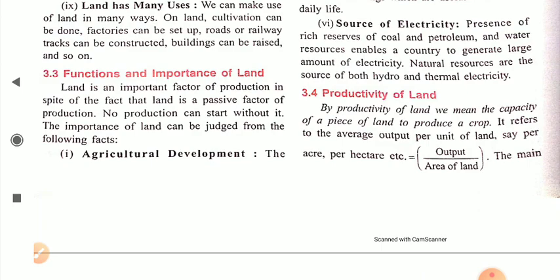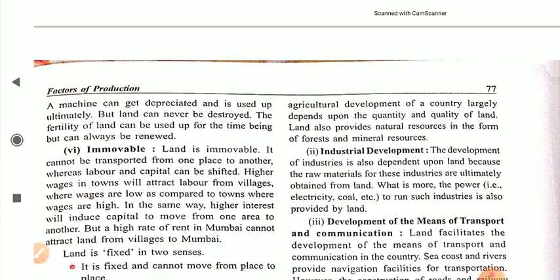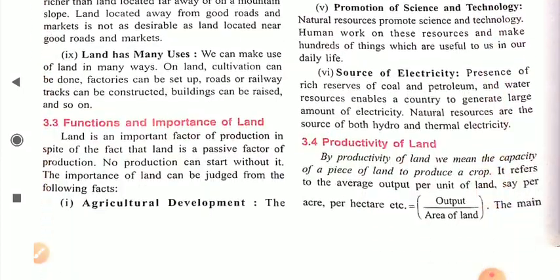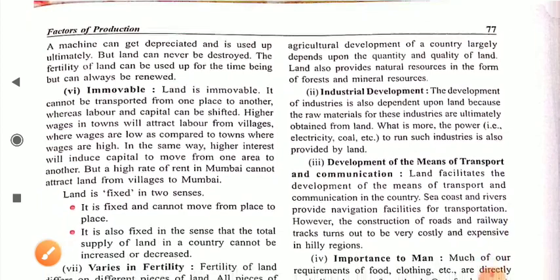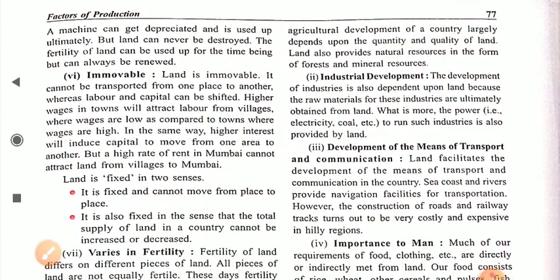The first one is agriculture development. This is the first importance of land. The agriculture development of a country largely depends upon the quantity and quality of land. Land also provides natural resources in the form of forest and mineral resources.